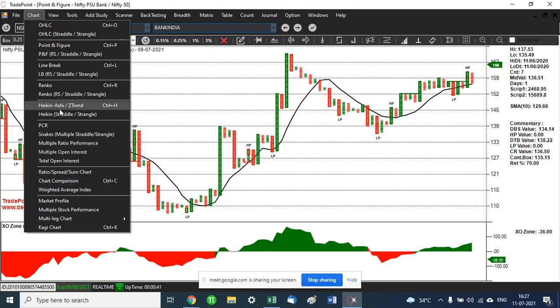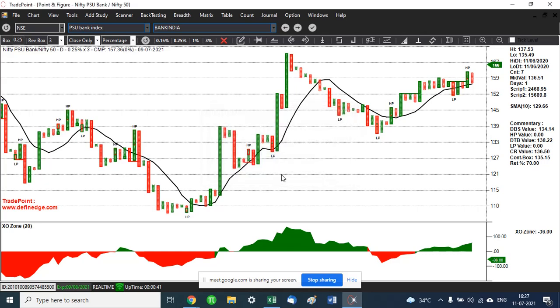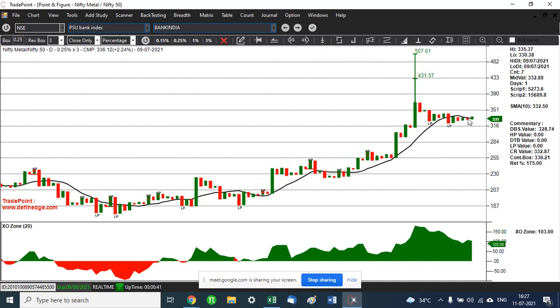For example, we want to check Nifty metal. So Nifty metal plotted against Nifty 50, box size 0.25%. Here we can see that it was below the moving average. Now it has just gone above the moving average as well as generated a double top buy. And we have anchor columns here, which is giving us higher targets on the metal index. So the metal index has turned bullish after undergoing a correction for a short while. Now again, it has turned bullish. We can look at other indices also.